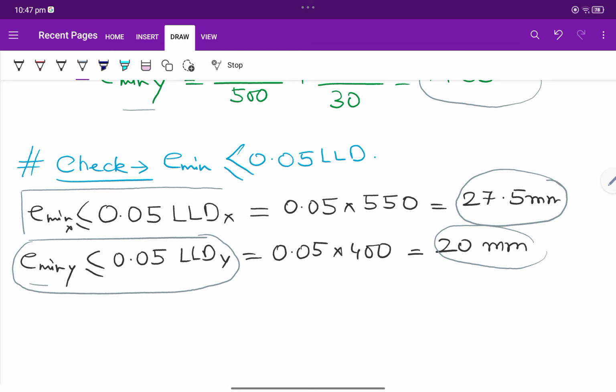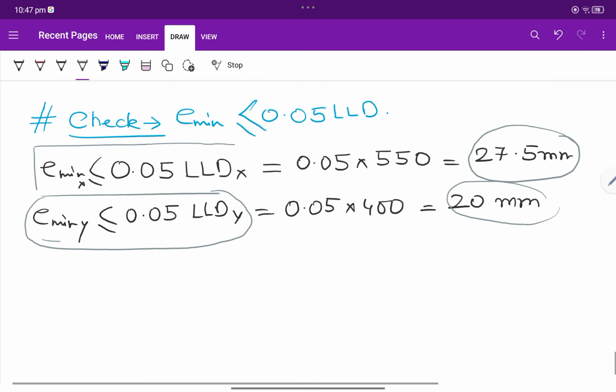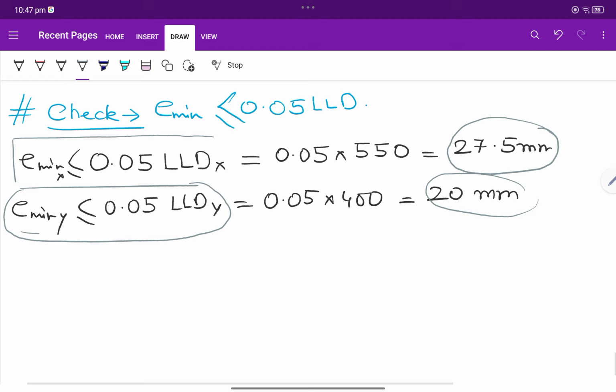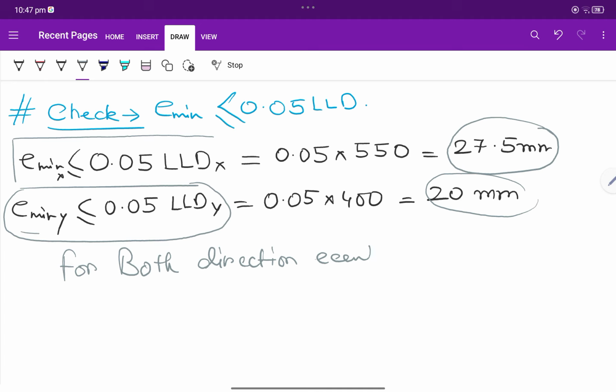Okay, so now we can write that in both the directions the eccentricity value will be considered. So for both directions, eccentricity condition satisfied.